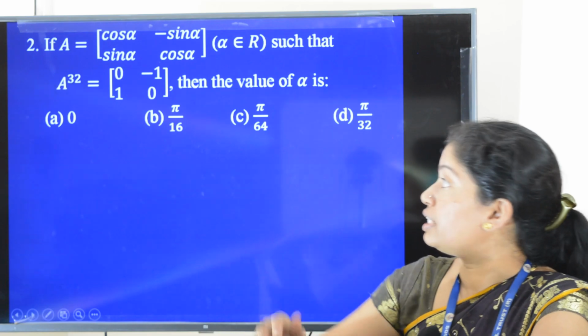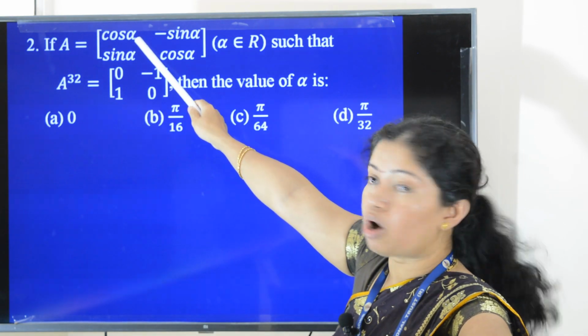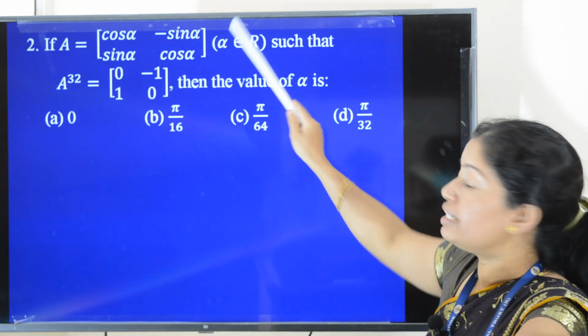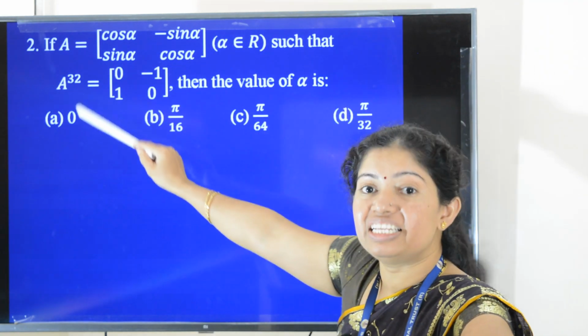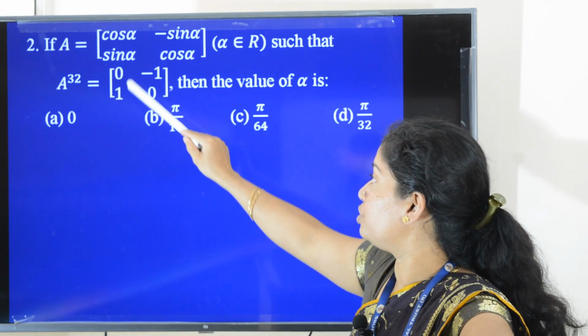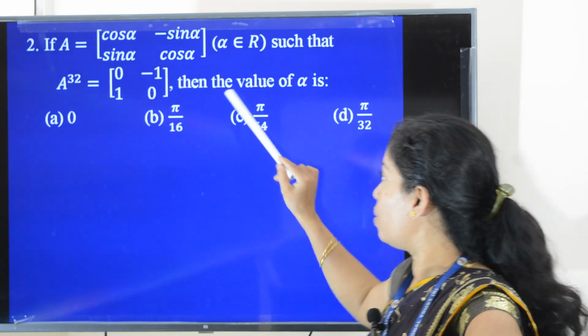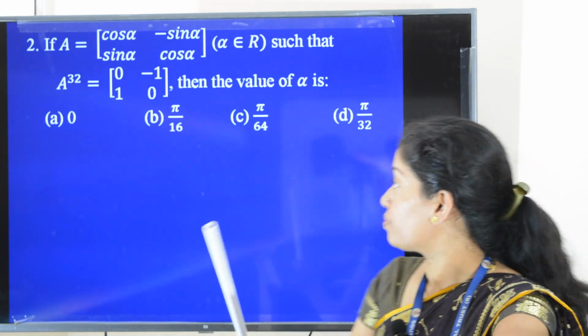Next let us move on to the second problem here. So the problem is, if A is equal to a matrix having the entries cos alpha, minus sin alpha, sin alpha, cos alpha, and this alpha is a real number such that they have given A to the power 32 is equal to the matrix with entries 0, minus 1, 1, 0. Then you have to find the value of that angle alpha.